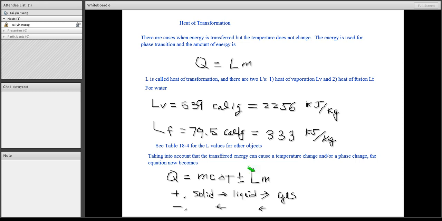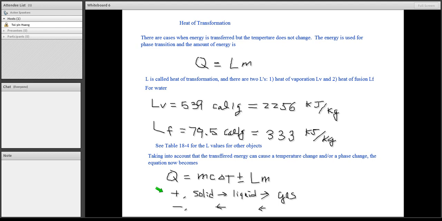Okay, so L here is the heat of vaporization, and m is the mass. Just to remind you, everything has to be in SI units. The mass has to be in kilograms, delta T has to be in Kelvin, and L has to be in joules per kilogram. As you can see, we have plus or minus, so you have to decide when to use plus and when to use minus.